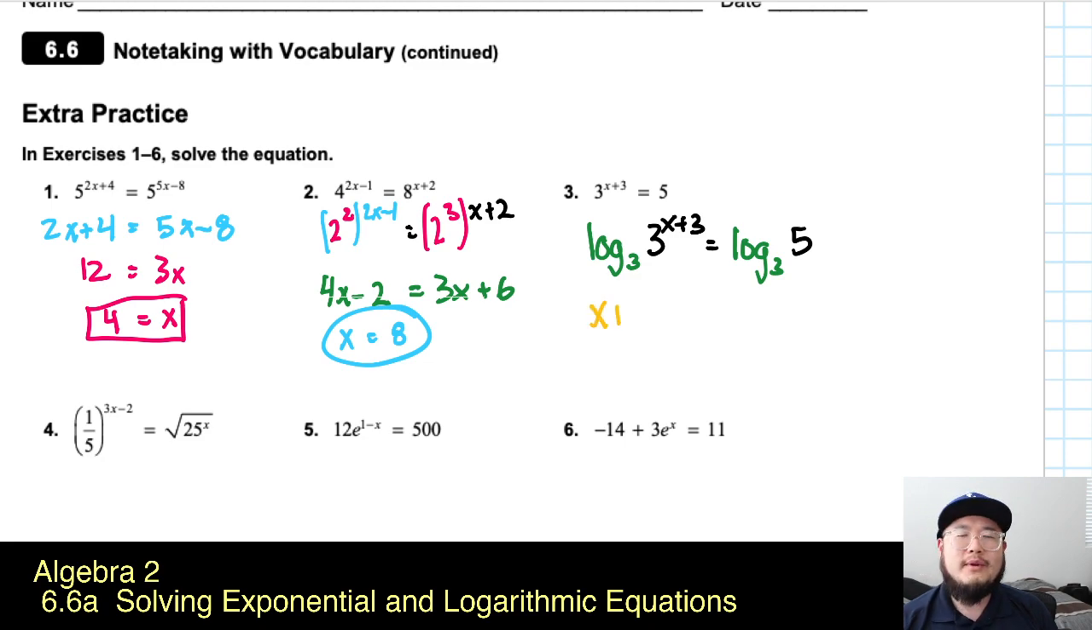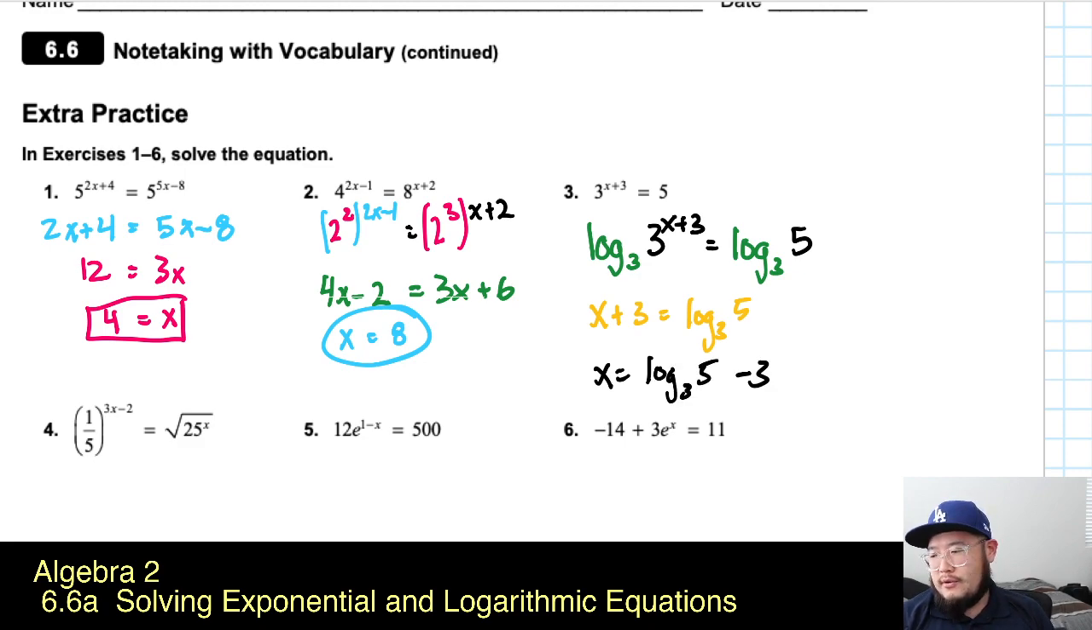And I can't really do anything with that right now. Okay, I have to keep that as is. Let's go ahead now and get x by itself. So I'll subtract 3 to both sides. And I'm almost to my answer. Okay. I can't really do anything else with this at the moment because my base is not a base of 10. I can't just plug it into the calculator unless you happen to have a fancier calculator.